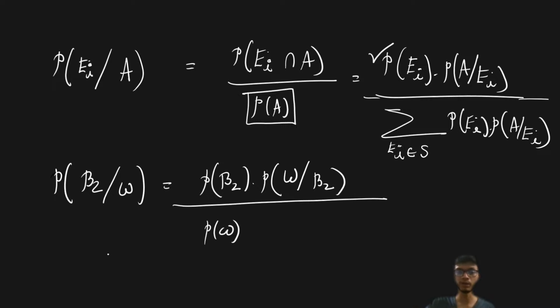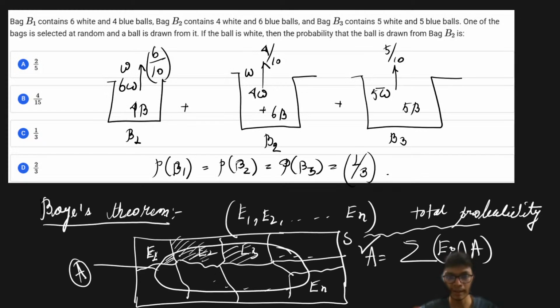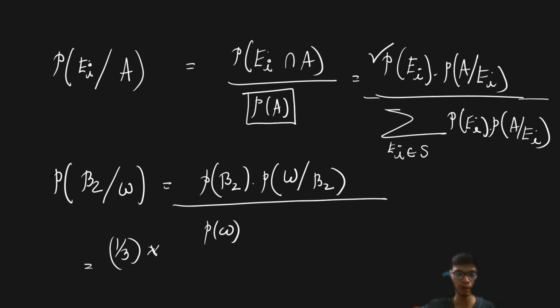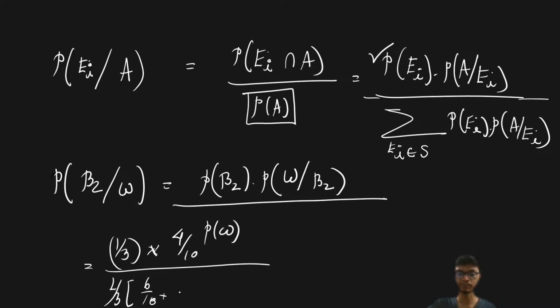Which is equal to 1/3 multiplied with the probability of getting a white ball from bag B2, which is 4/10, divided by the total probability, that is 1/3 multiplied with, taking the bracket, 6/10 from the first bag, 4/10 from the second bag, and 5/10 from the last bag. If you simplify this, the 1/3 gets cancelled out, so ultimately the result you get is 4 divided by 15.